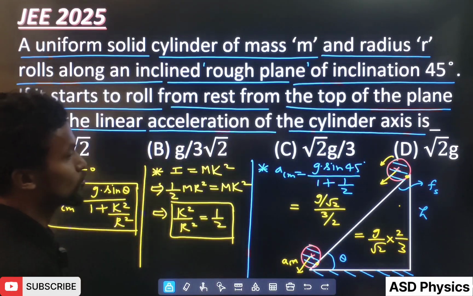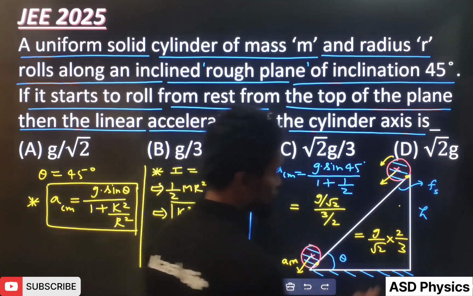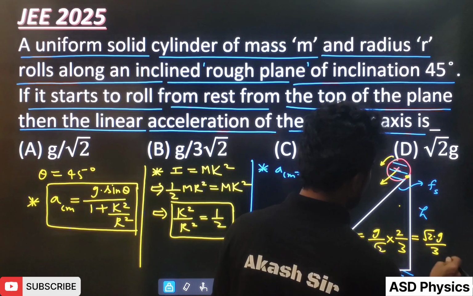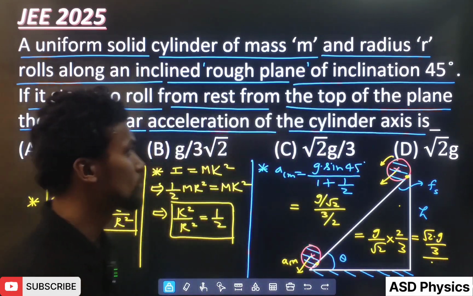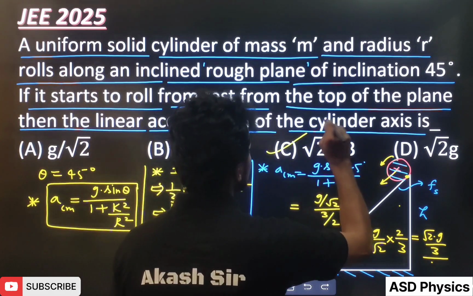You can see this 2 by root 2 becomes root 2. So the answer will come as root 2 into g by 3. This is the acceleration, and can you see which option is matching? The correct option is option C.